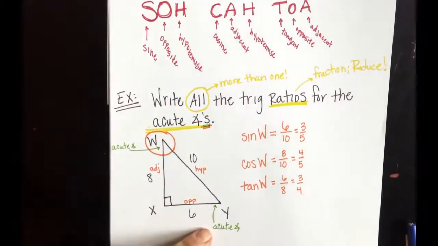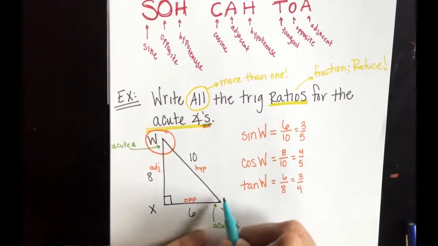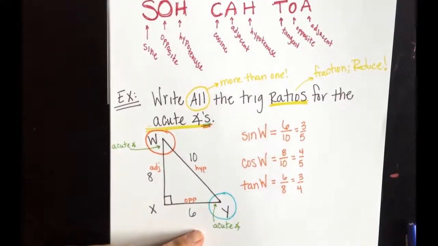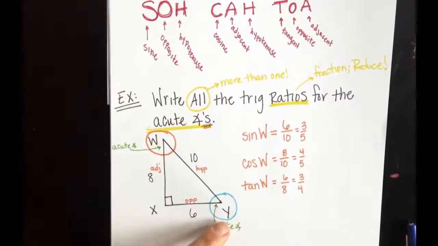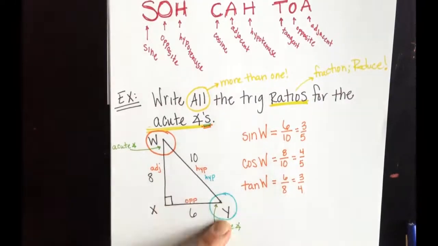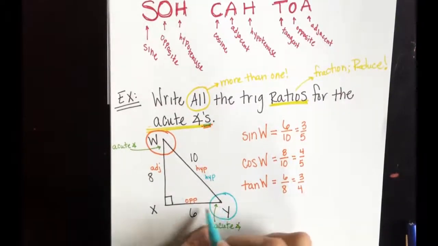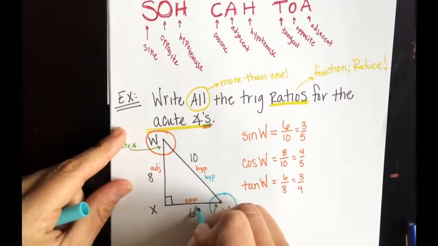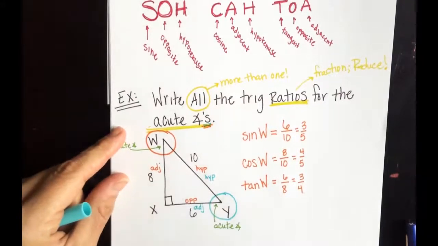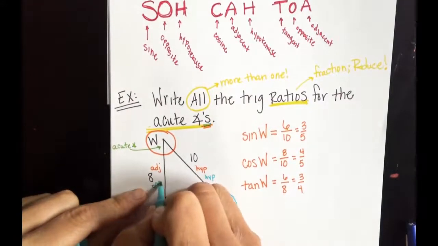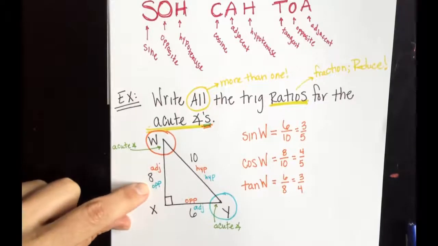So now I'm going to be down here at angle Y. And I'm going to do the same thing. Notice I changed colors. And I'm going to label according now to angle Y. Well, the hypotenuse will never change because that's opposite the right angle. But what side is now adjacent to angle Y? That's this guy. And what side is opposite angle Y is now 8.